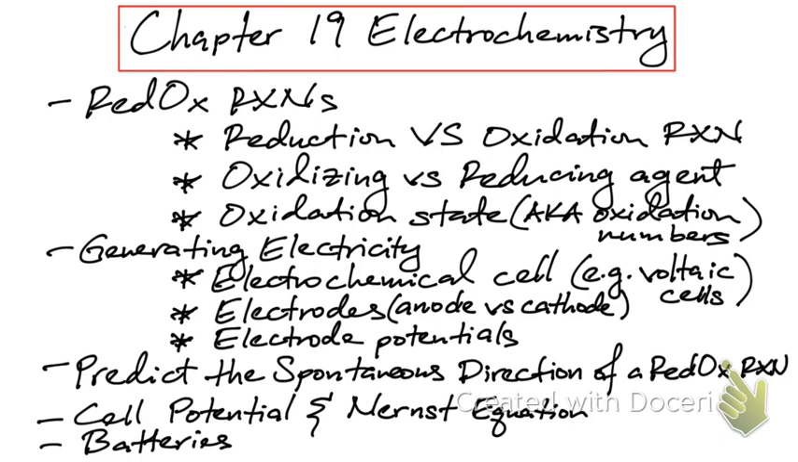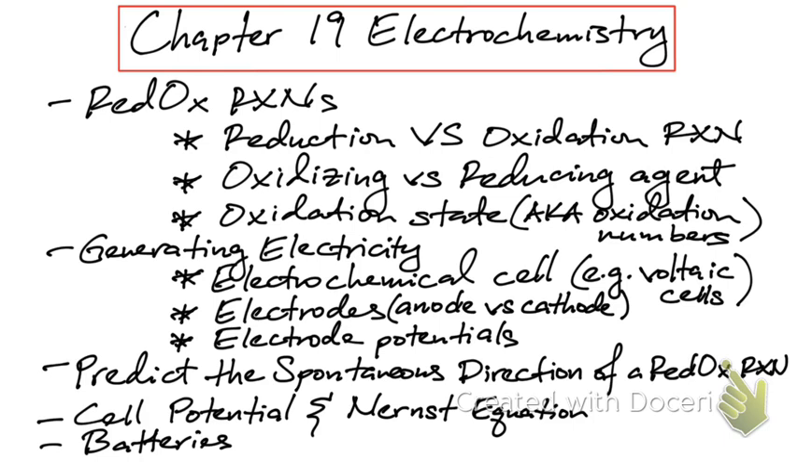We will talk about redox reactions. We will define what reduction reaction is and how that's compared with oxidation reaction. And we're going to try to differentiate the two different types of reactions. And then in every redox reaction, there's always two agents: the oxidizing agent and the reducing agent.